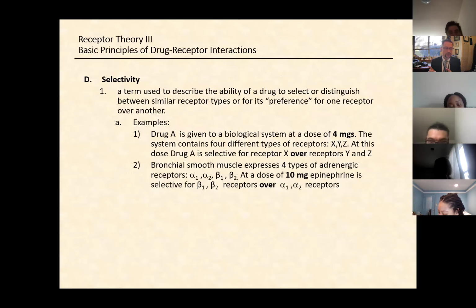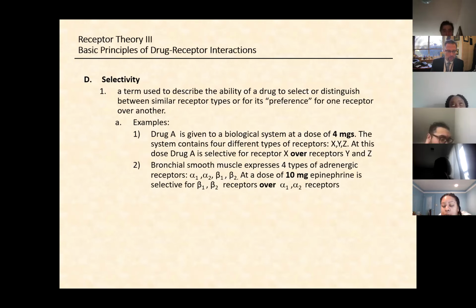It can tell the difference, okay? And it will bind to receptor X because that's its preference. This is just an example, okay? Let me give you a specific example of this now, a real life example, okay?